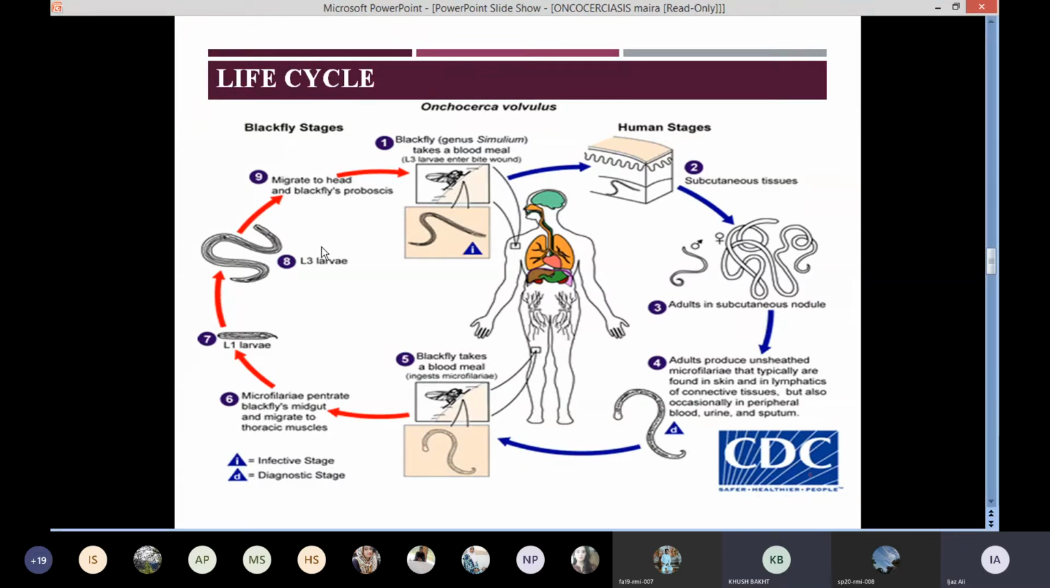So it is the third stage larva actually, which would be injected into the human skin. From stage 1 to stage 3, this development of the larva is taking place inside the fly, this black fly that we are talking about. From stage 3 onwards, it is an infective stage for the human being, and it would start the human cycle after injection.